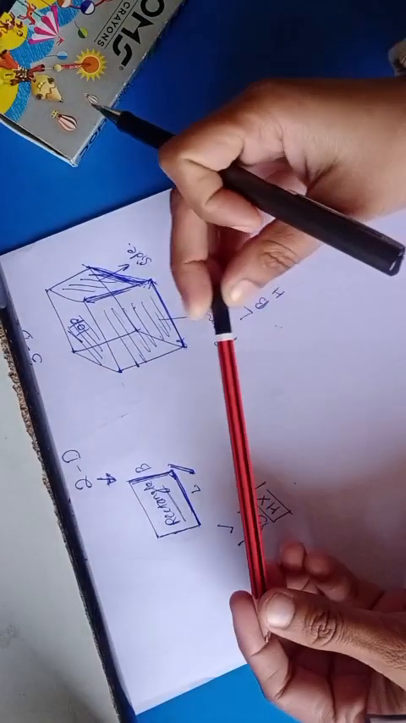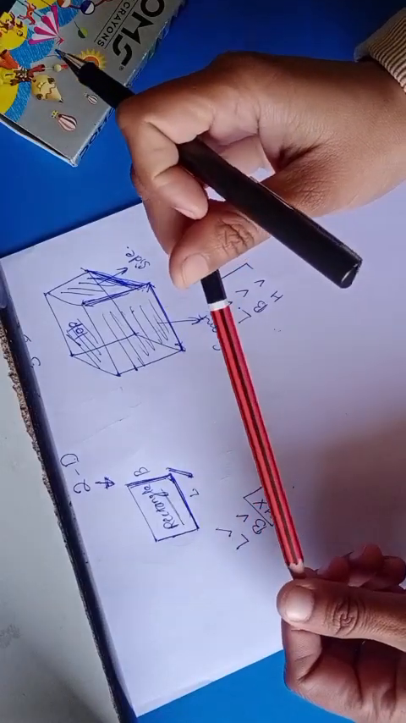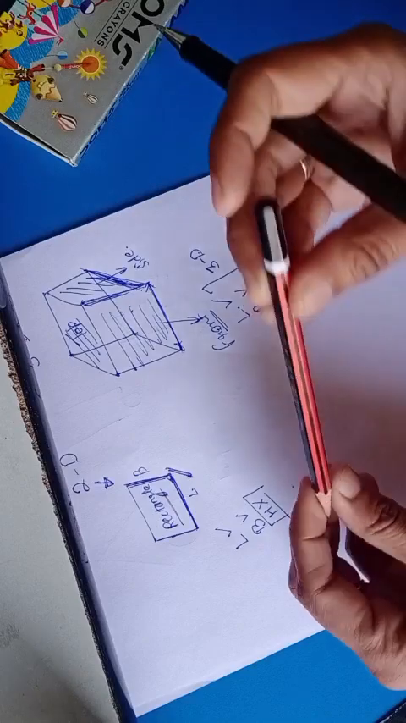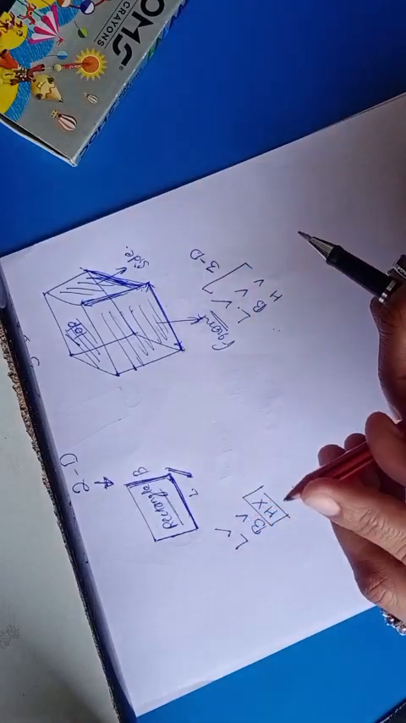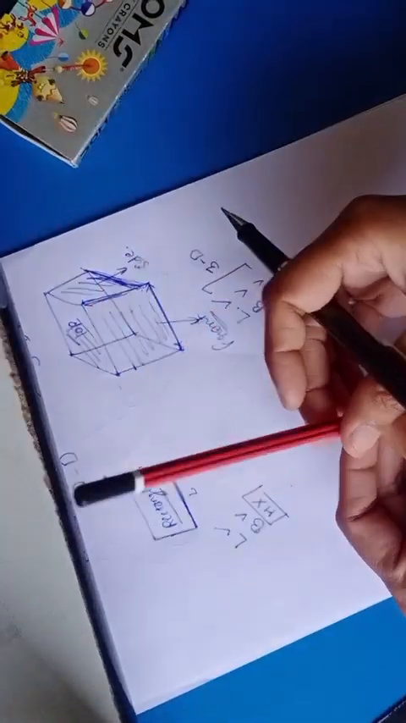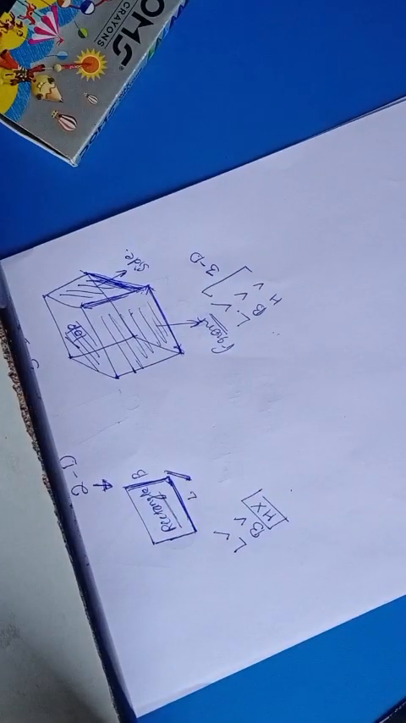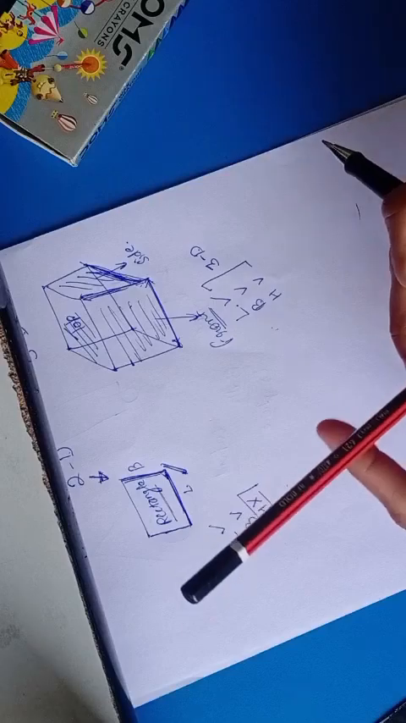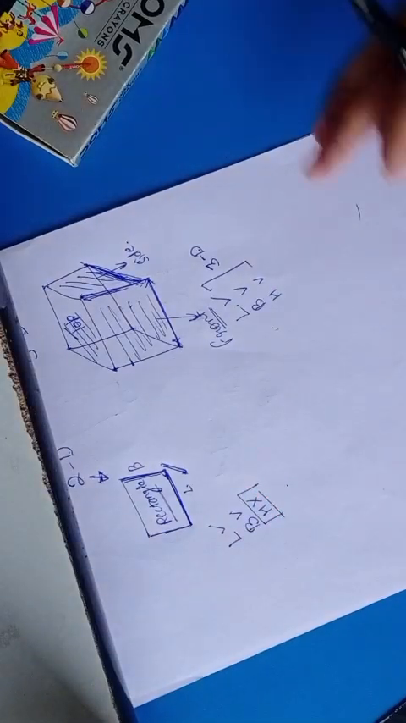Another example, the pencil. We can see all around the pencil. This is the top view. This is also a view. This is called a 3D shape, which we can touch, we can feel, and which we can see all around. That figure is called a 3D figure.